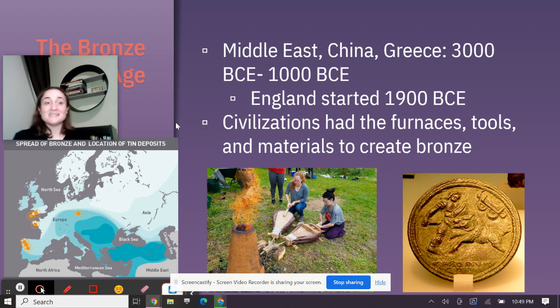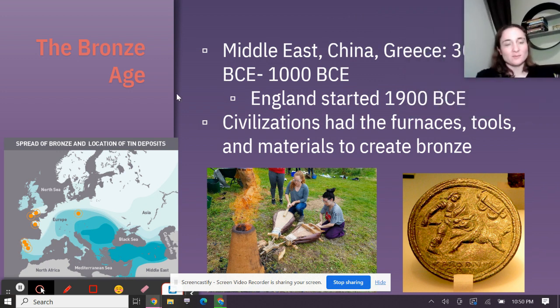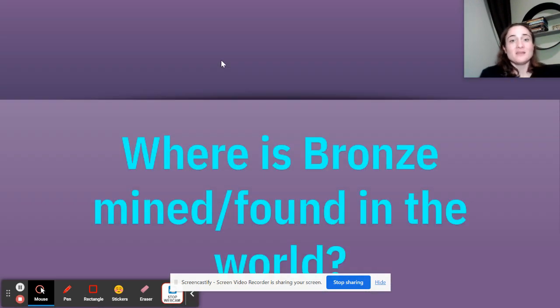One thing they really needed in order to have a Bronze Age is furnaces, tools, and materials to create that bronze. One of the reasons why Europe, or specifically England, was a little late on the Bronze Age is, you can see here, in the Middle East, in that dark blue, there is a lot of bronze and tin deposits. But up here in England, there's not so much tin. So resources are always a big reason for a transition in technology. So where is bronze mined or found in the world?